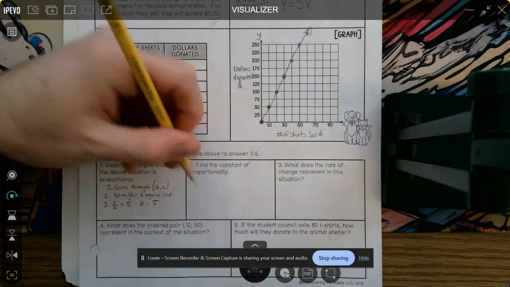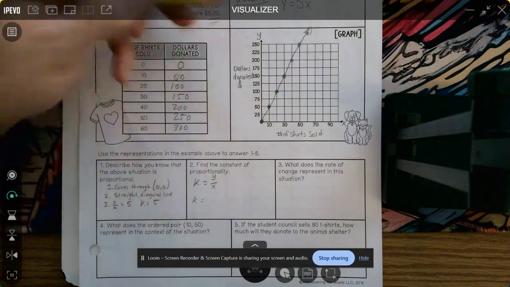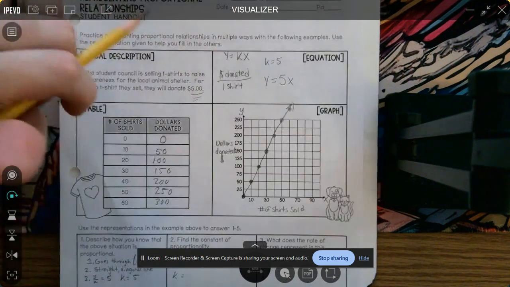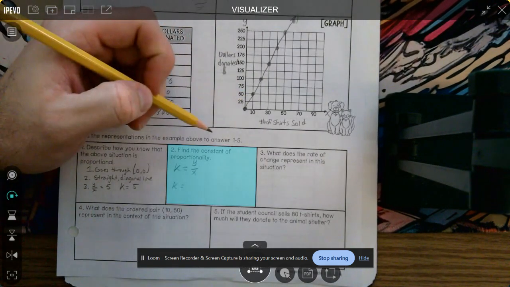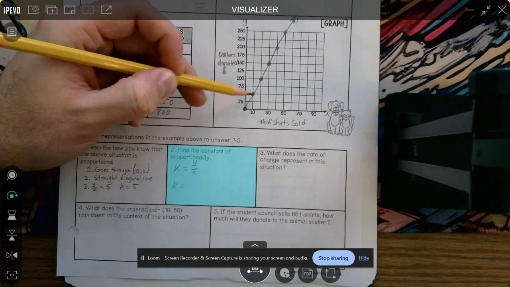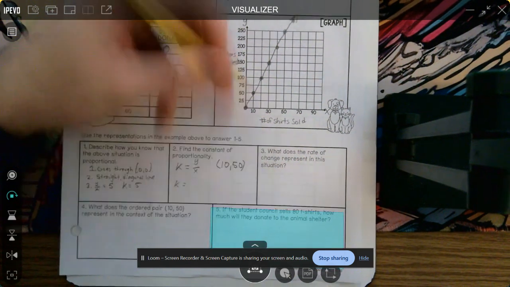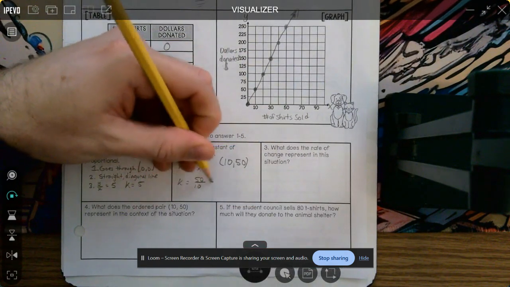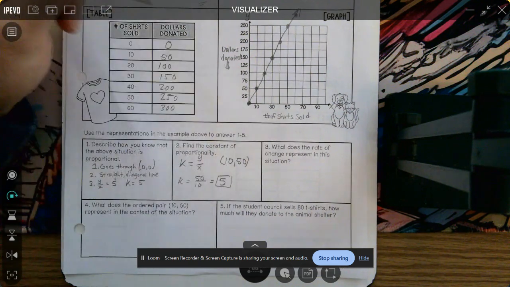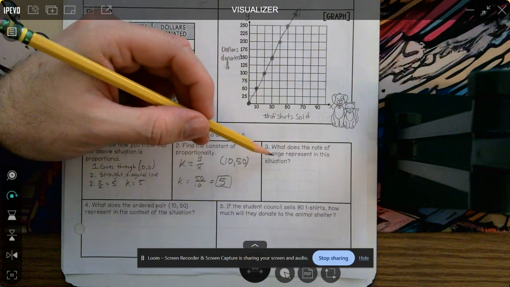We already found our k value. Our k value is y over x, which we found in our equation up here for the t-shirts. Now we can solve it from the graph. So I'm going to pick a point on the graph. I'm going to pick here, 10, 50. That's the point I'm going to use from the graph. 50 over 10. 50 divided by 10 is 5. So k equals 5. Now 3, what does the rate of change represent in this situation?